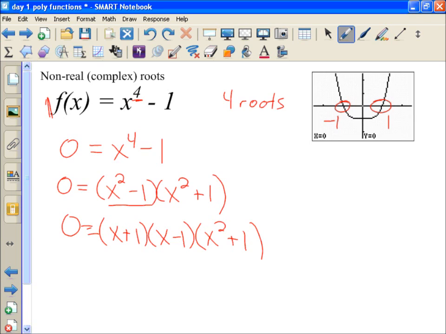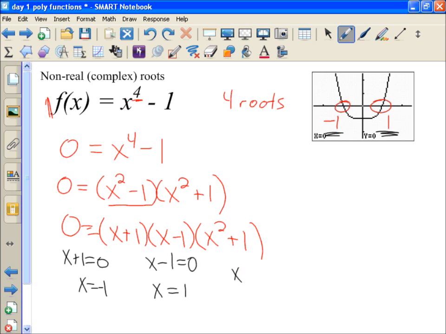So if we solve, the zero product property says that any 2 numbers, or any numbers multiplied together to give you 0, one of the numbers must be 0. So either x plus 1 equals 0, in which case x equals negative 1, or x minus 1 equals 0, in which case x equals 1. And those are the 2 real zeros that we're seeing over here on the graph.